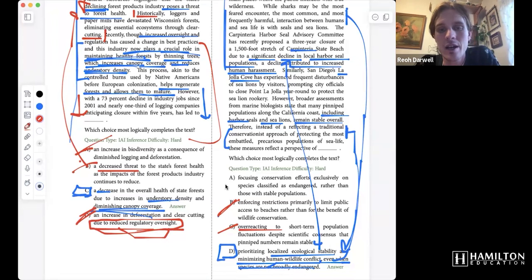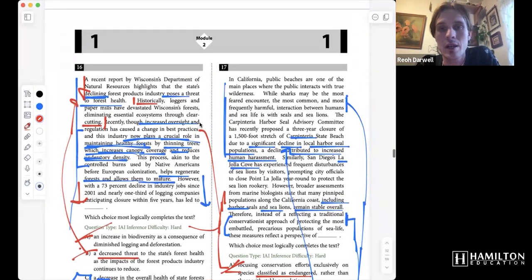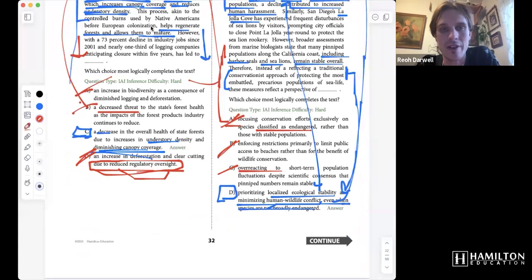And then finally, A is an opposite distractor because, right, we have stable populations. Okay, so they're not trying to save endangered seals or sea lions. Rather, they're doing the opposite. They're trying to help out local populations that are troubled, even if overall the populations are very stable. So that's how you arrive to D. And then we'll move on to the end of the test here after that.